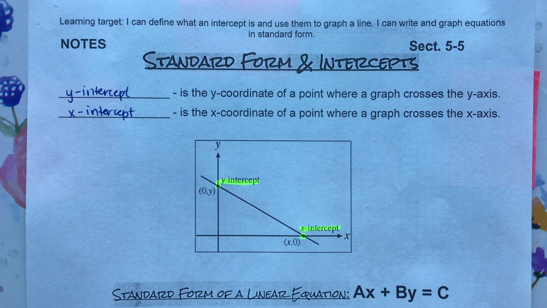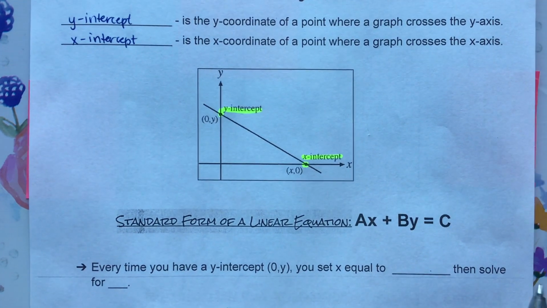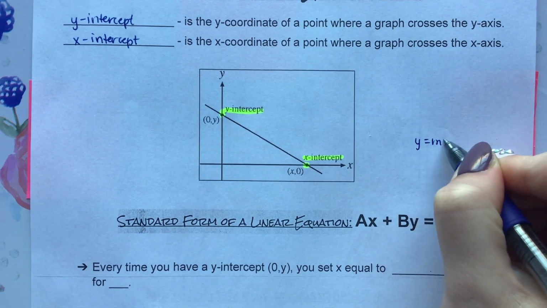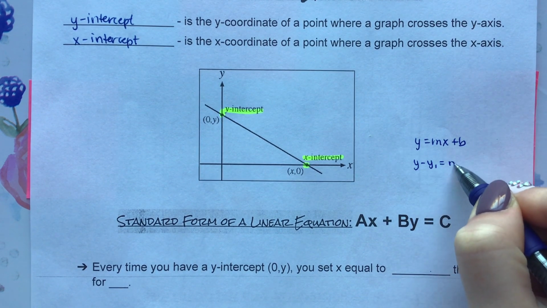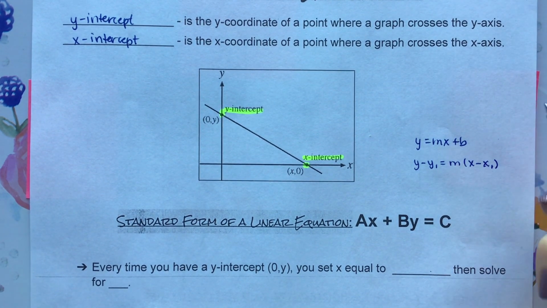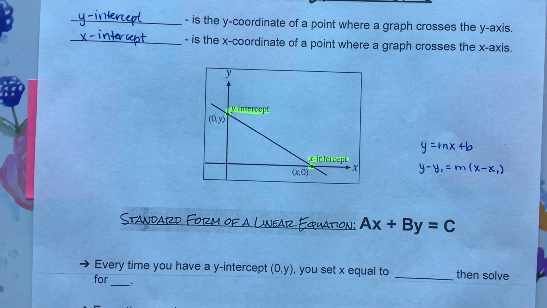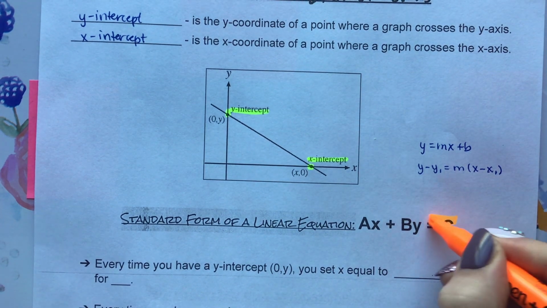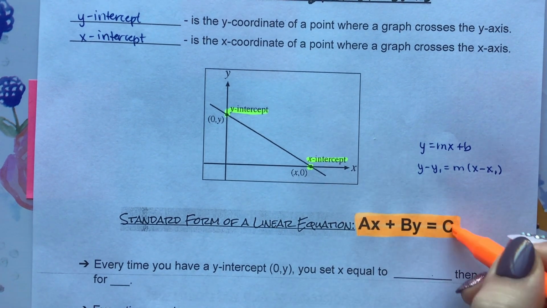Now, the formula for standard form, so this will be your third way to write a line, is Ax plus By equals C. Now notice the A, B, and C are capital letters. So far we have y equals mx plus b. That's one form. We also have y minus y sub 1 is equal to m times (x minus x sub 1). And now we have our third form, which is standard form. So I'm going to highlight this because this is very important. And this is the third way we're going to be writing equations of lines.